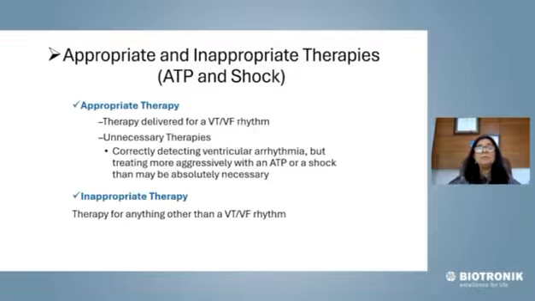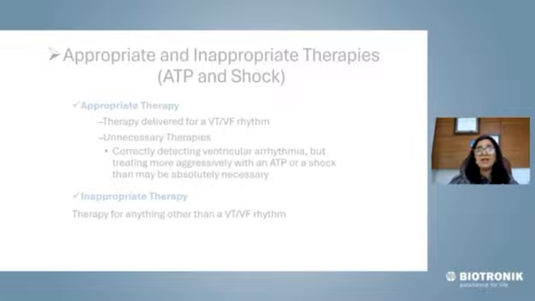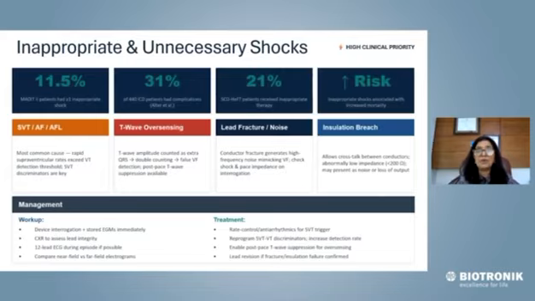Inappropriate therapy is therapy for anything other than VT or VF. So it is extremely important to understand the two concepts of appropriate and inappropriate therapy, because what we want to target is the inappropriate therapy. It is a well-known fact that a significant proportion of our patients get unnecessary therapies, but more importantly, inappropriate therapies. The commonest cause of inappropriate therapy is a supraventricular tachycardia. And of course, it can be T-wave oversensing, a lead fracture, an insulation breach. In clinical practice, one of the commonest causes is atrial fibrillation.